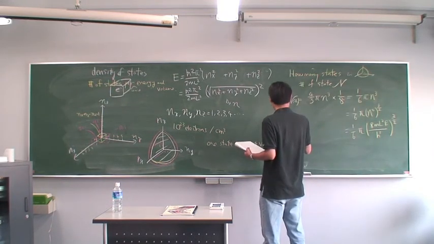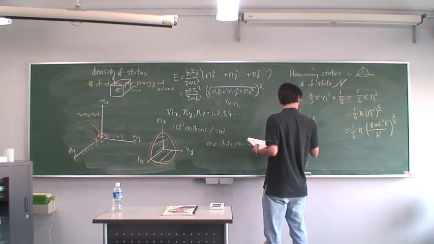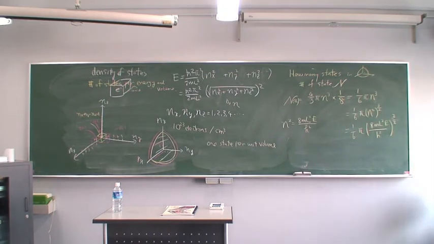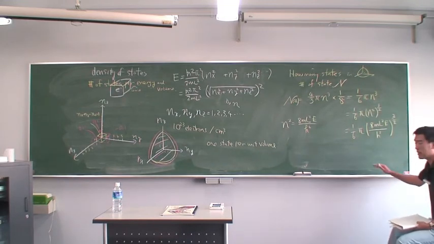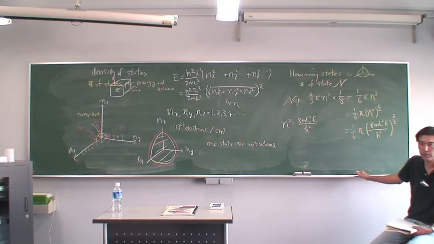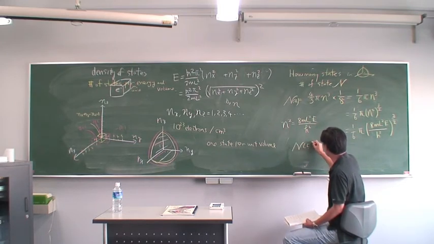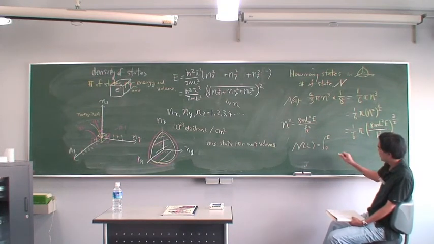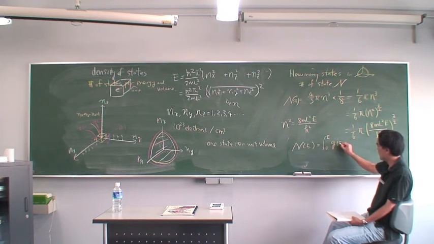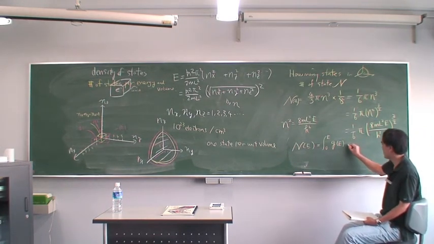Here, of course, n squared is 8mL squared E. I didn't say anything about the density of states yet. Now I'm going to introduce density of states. This number is the integration from 0 to energy, times the density of states, which is what we are trying to figure out, dE.